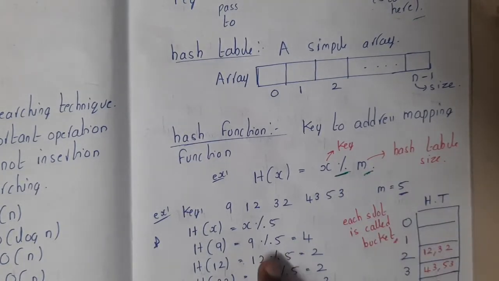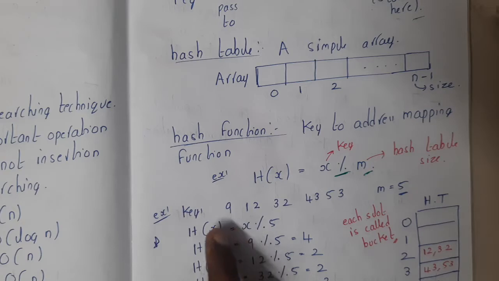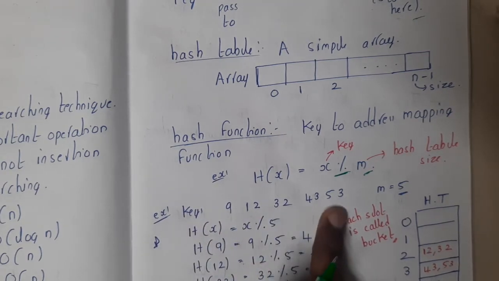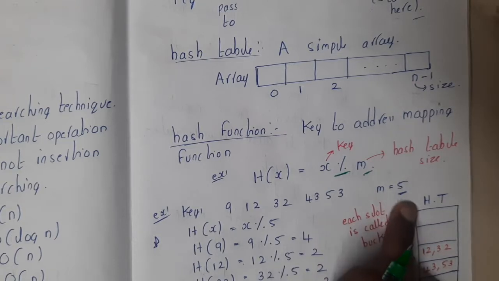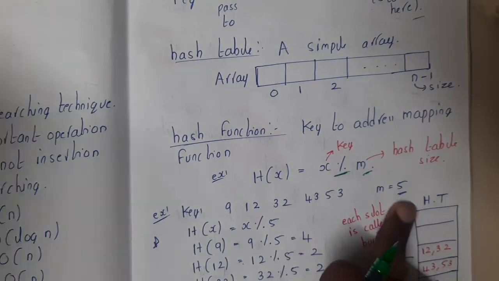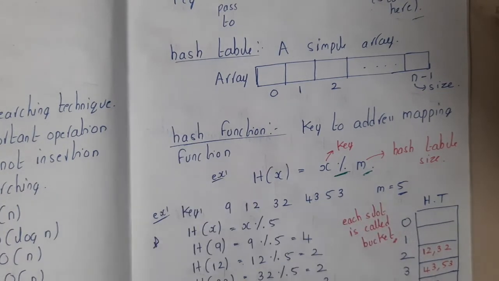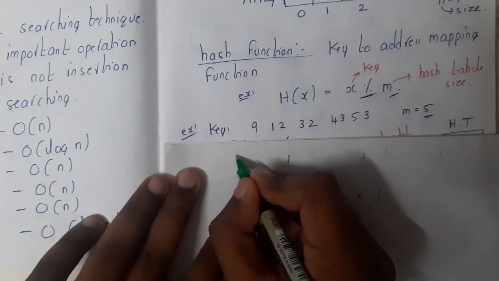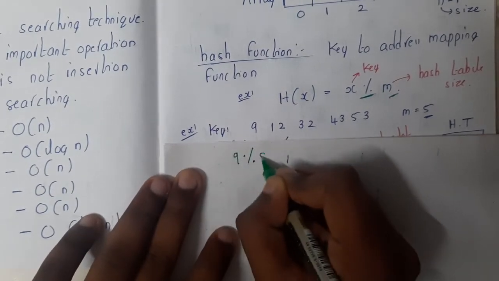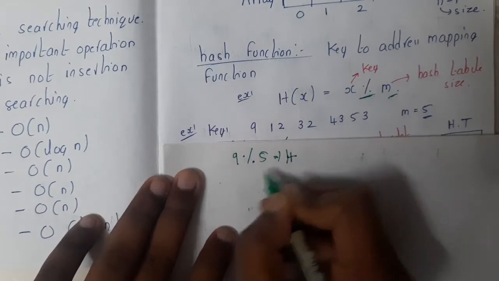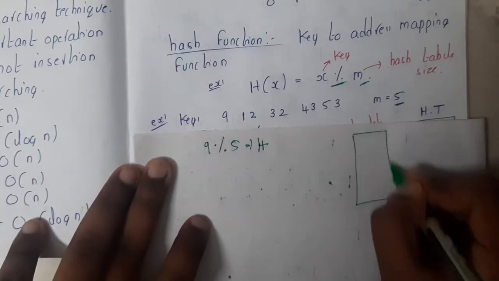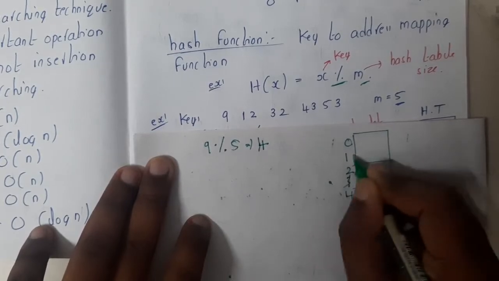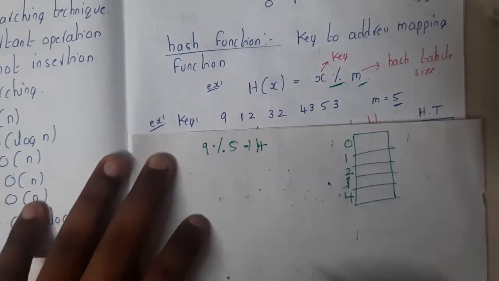The question will be given in this way. You will have some keys: 9, 12, 32, 43, 53, and here m equals 5. Here x is our key. So 9 mod 5. What is the result? 4. Let me draw a hash table. It is an array, as I told you: 0, 1, 2, 3 and 4.